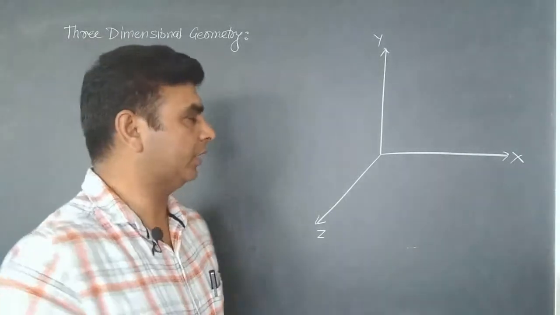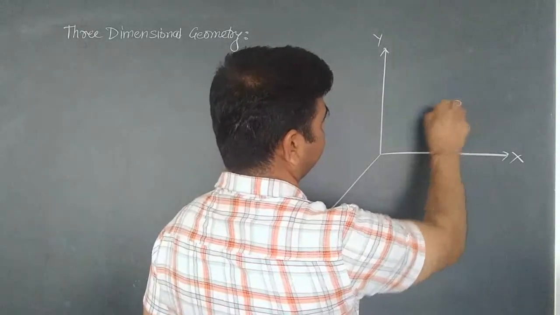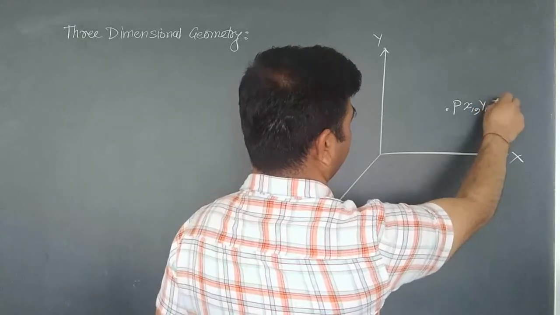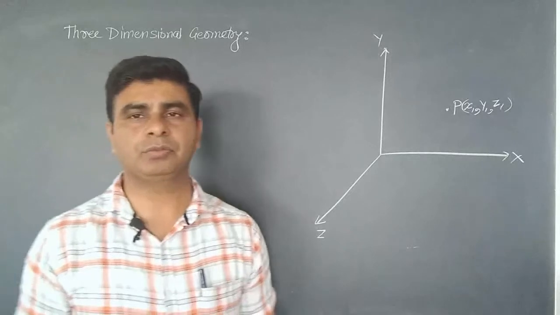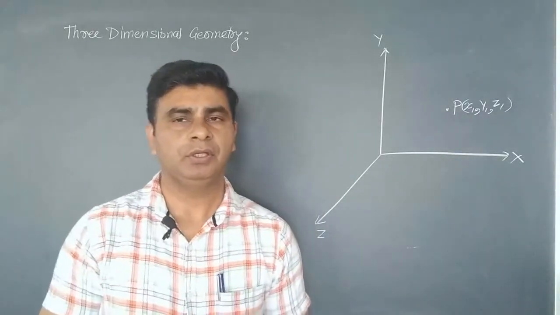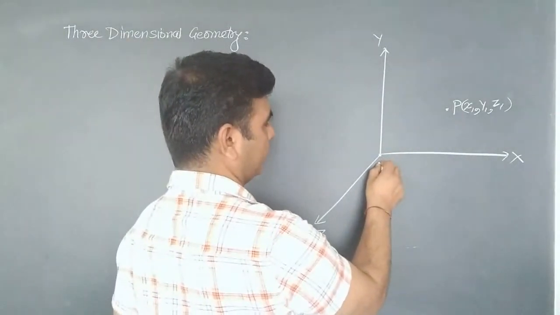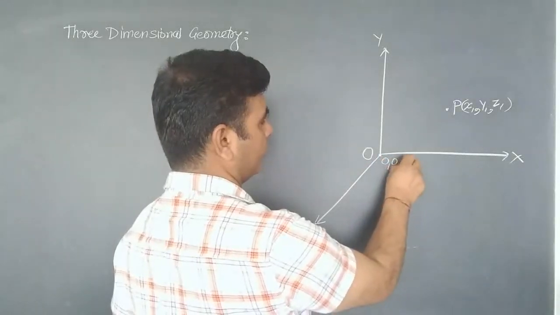So for that, let us consider any point P having coordinates x1, y1, z1. Because we are discussing the 3D, the coordinates of the point P will be in the form of x1, y1, z1. Let us consider this point, which is your origin. This is the point O with coordinates 0, 0, 0.